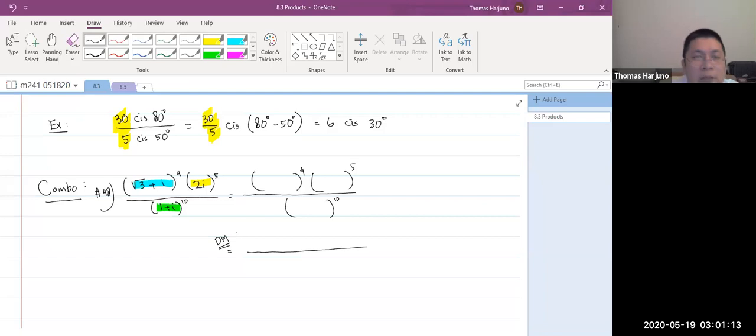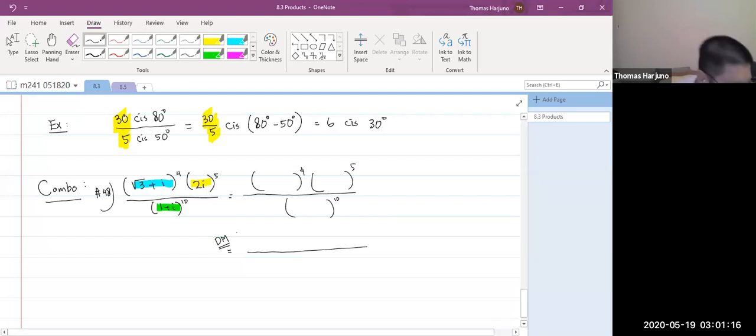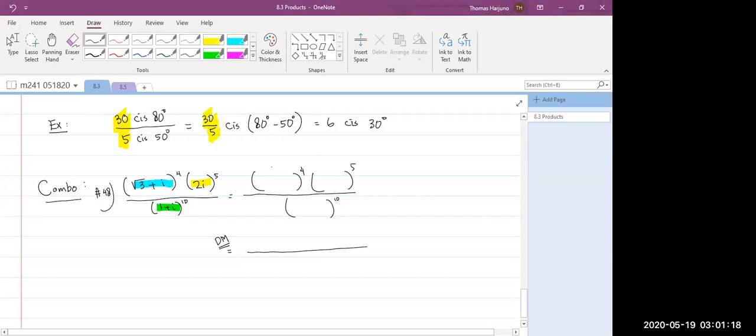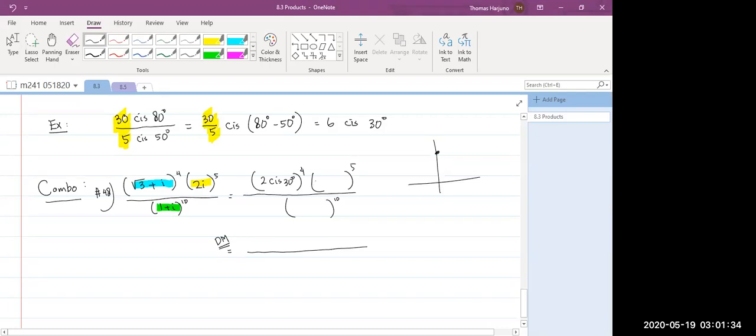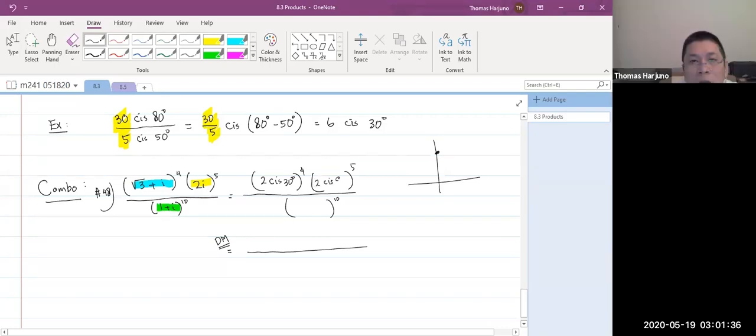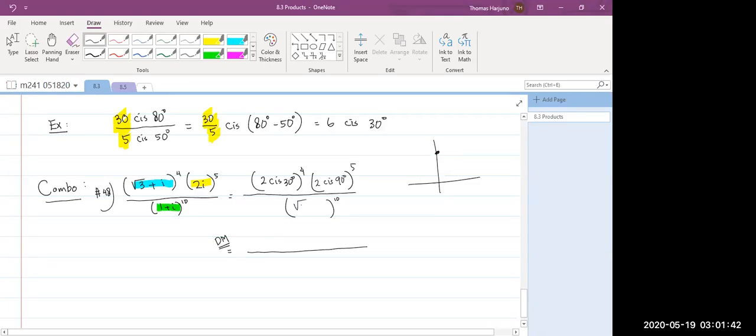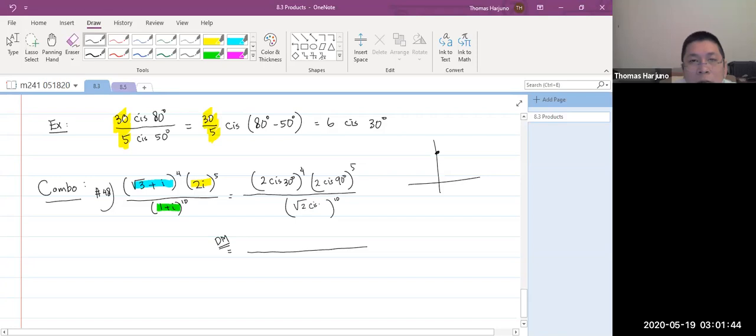Let's do the blue one first. What's the radius? 2. How about the angle? 30 degrees. Okay, how about the second one? 2i. So what's the radius? 2. What is the angle? 90 degrees, good. And then the third one? The radius is radical 2, the angle is 45 degrees. Now we apply the Moivre's theorem.